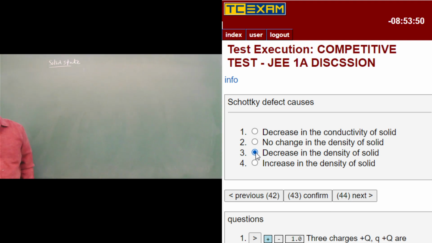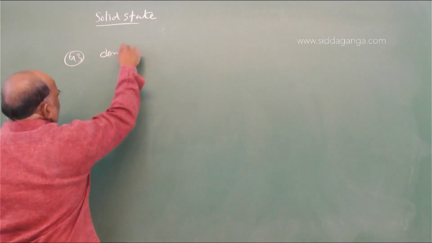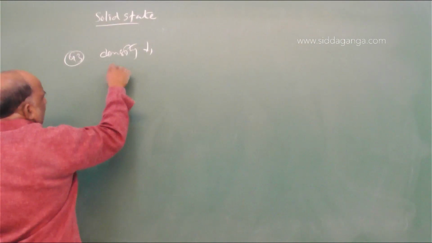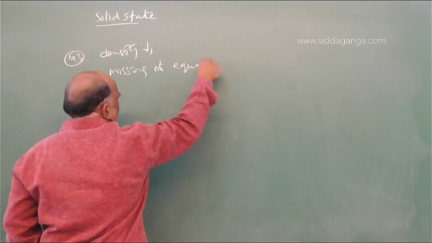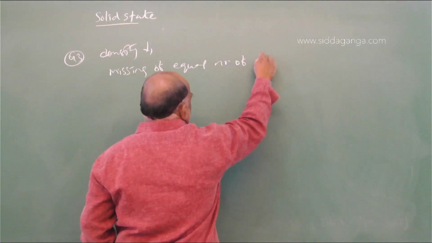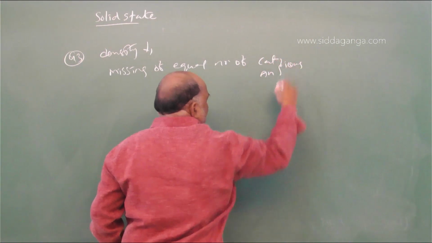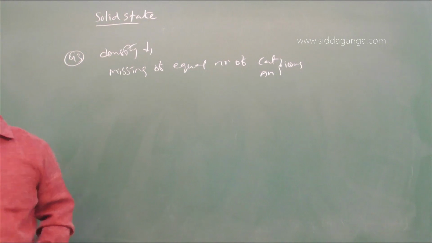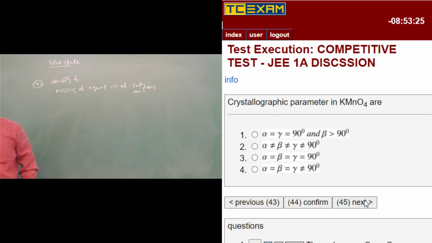Schottky defect, density decreases because of missing of equal number of cations and anions. Missing of equal number of cations and anions, density decreases. Answer is the third one. And next, 44.